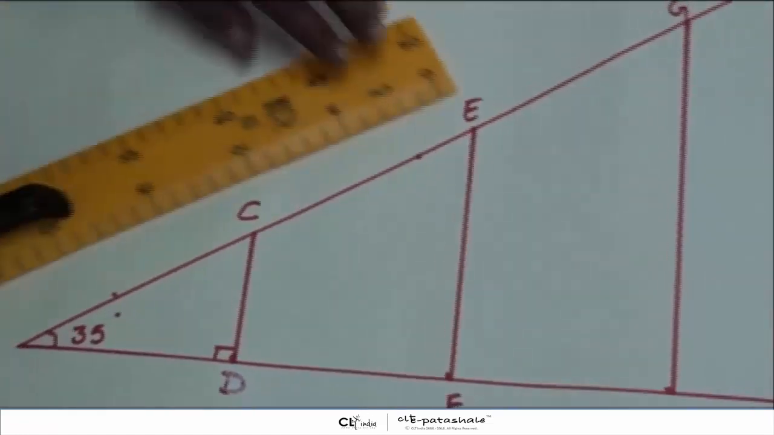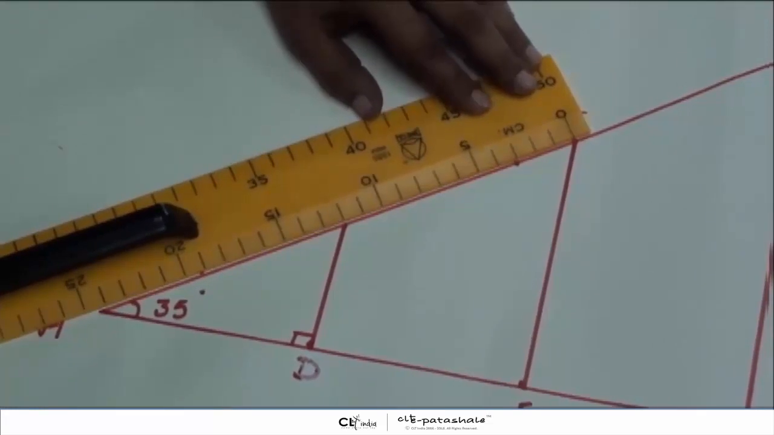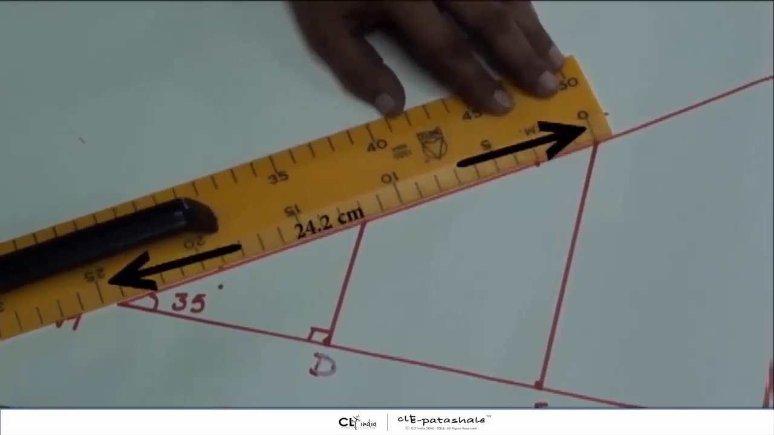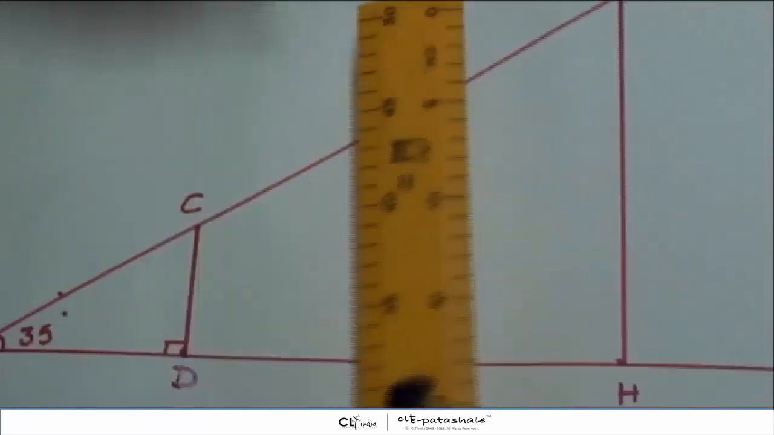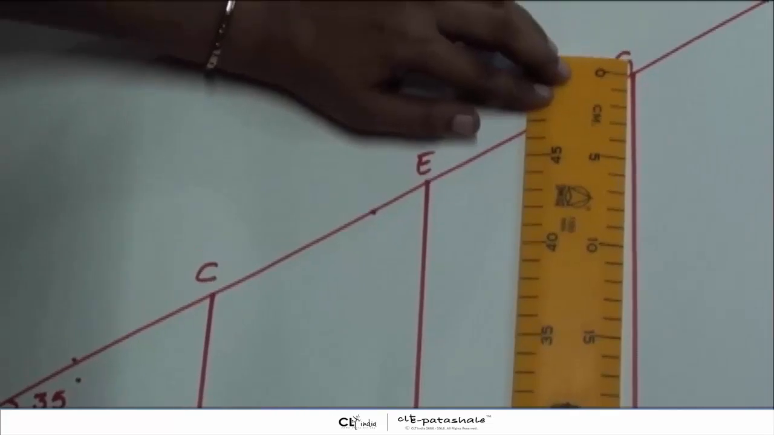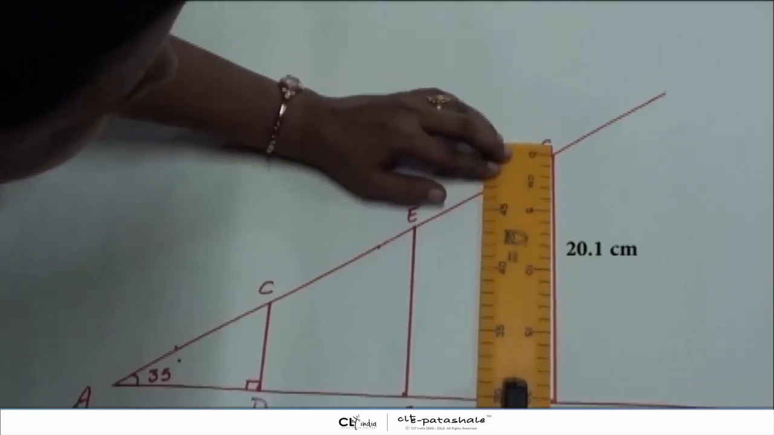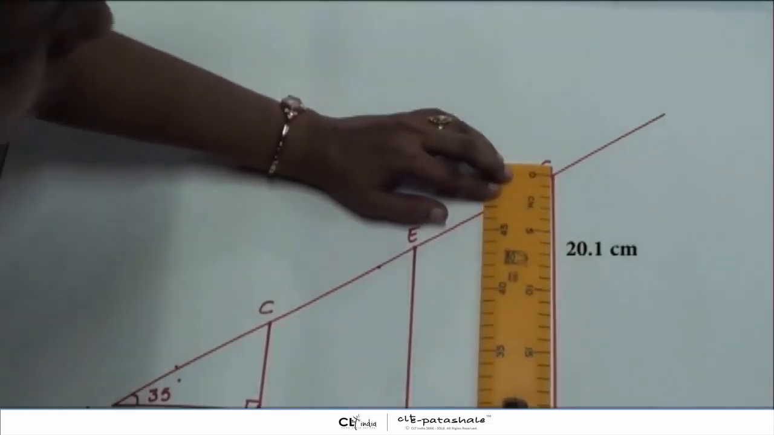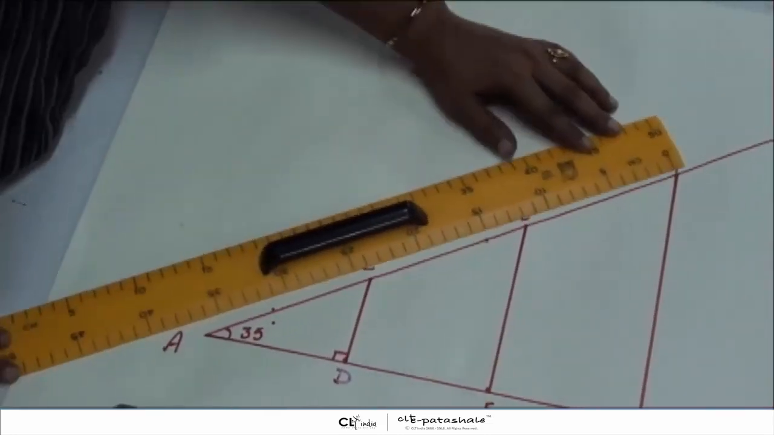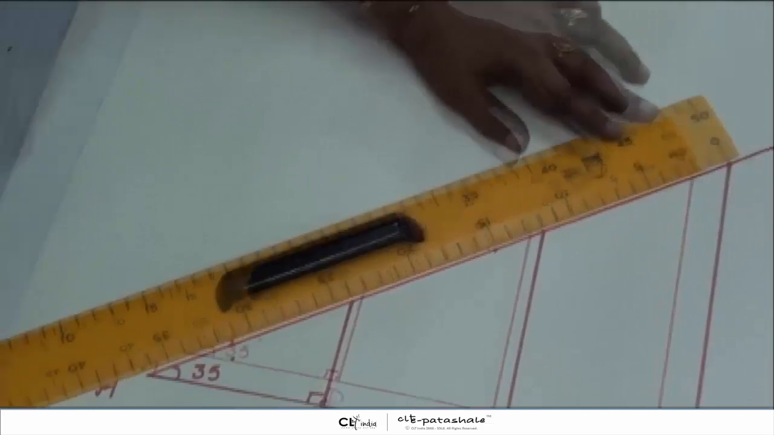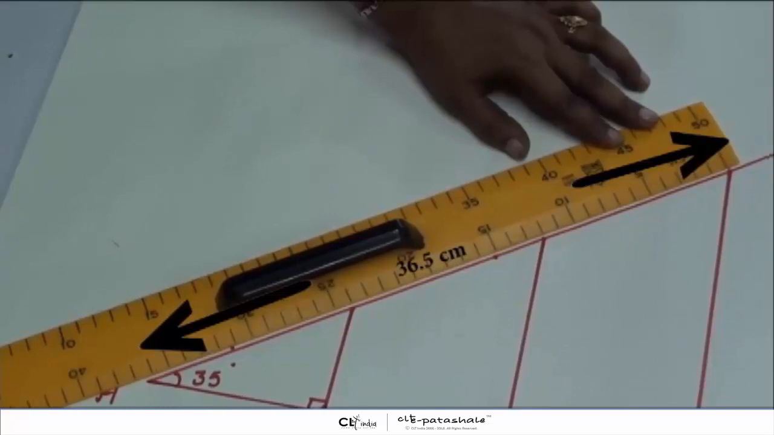And then we'll measure the hypotenuse AE, which is equal to 24.2 cm. Now take your ruler again and measure the perpendicular line that we have drawn next. So it is equal to 20.1 cm. And then measure the hypotenuse AG. And the hypotenuse AG is equal to 36.5 cm.